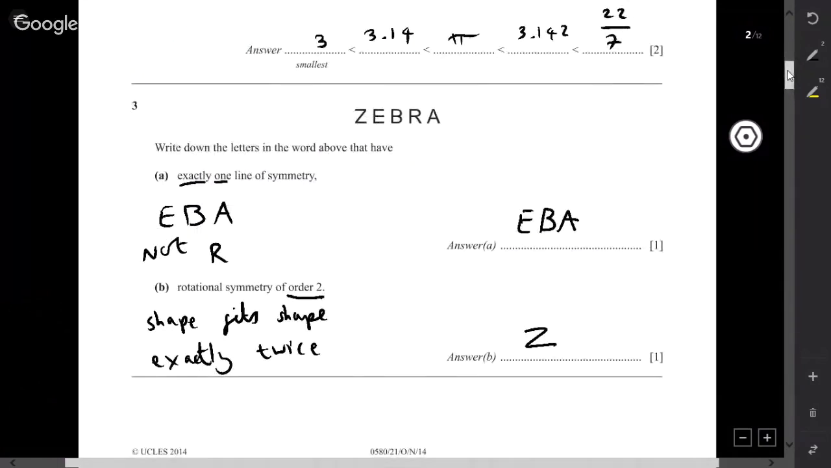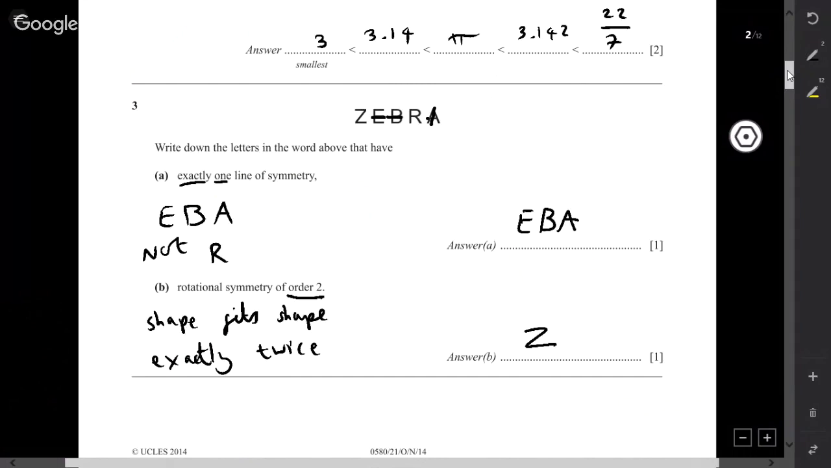Okay, question 3 is about symmetry. First question, they're looking for the letters that have exactly one line of symmetry, so no more than one. So we can see Z has 2, E 1, B 1, A 1. So they're those 3. R is not symmetrical.